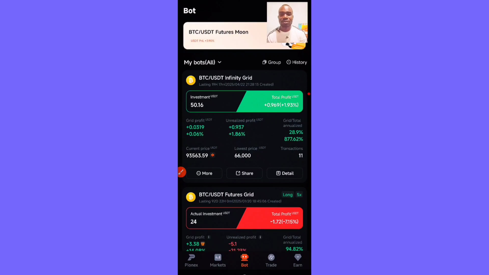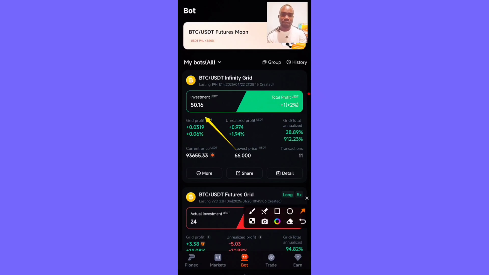So that's why I'm currently opting for trading bots. I just want to make my work easy, and as well, I want you to make your work easy. Let's make these profits on autopilot. This is my bot. You can see my investment, $50.